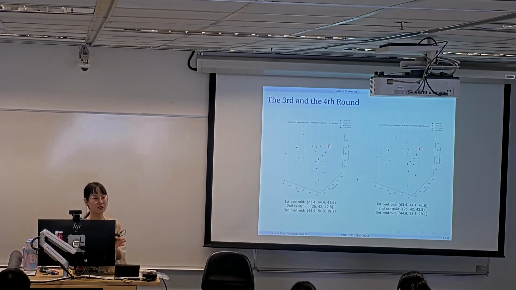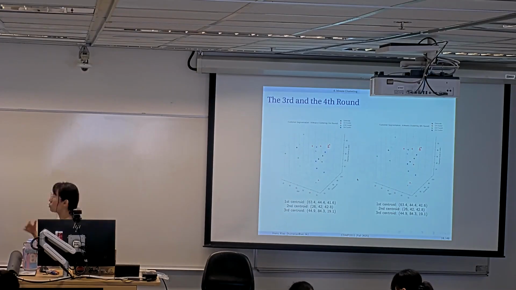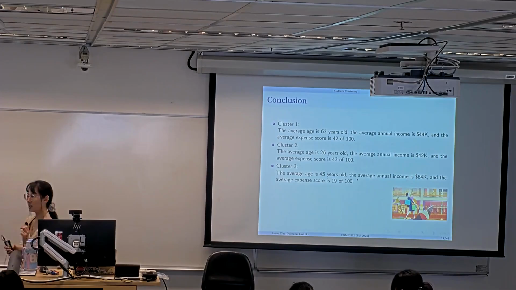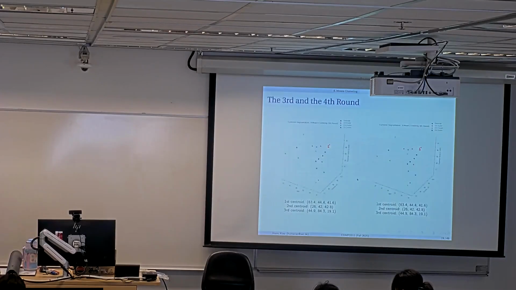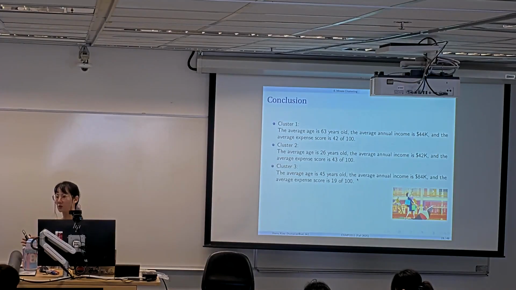Then what is this result telling us? So based on the clustering results, what can we get? What conclusions can we draw? We can try to summarize some statistics. The clustering results, we have 3 clusters. Cluster 1 is the 1st centroid here. So approximately the cluster 1 average age is 63 years old. The average annual income is $44,000, and the average expense score is 42. This is what we can know about cluster 1's customers.